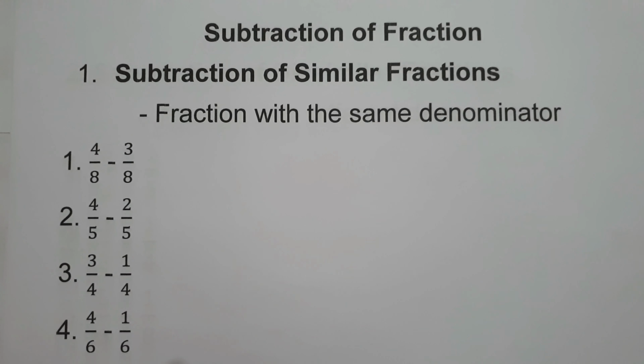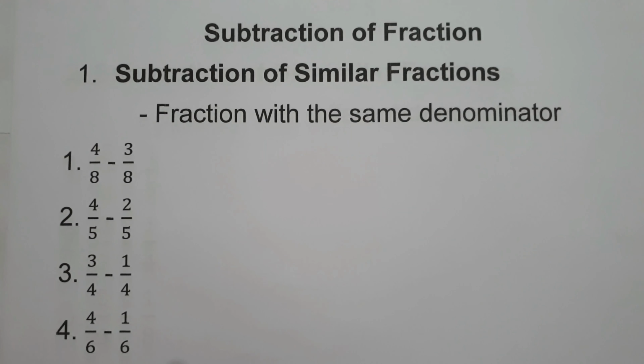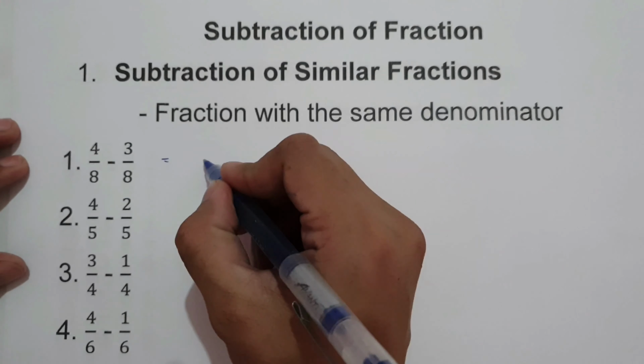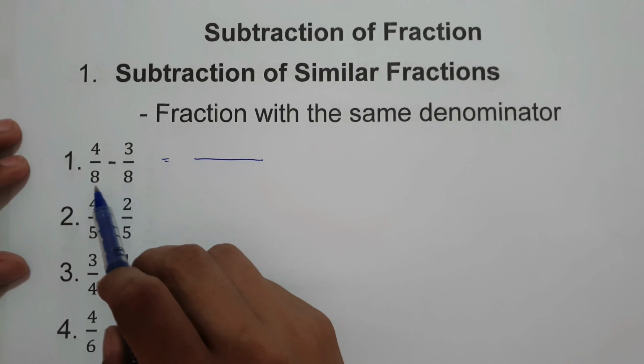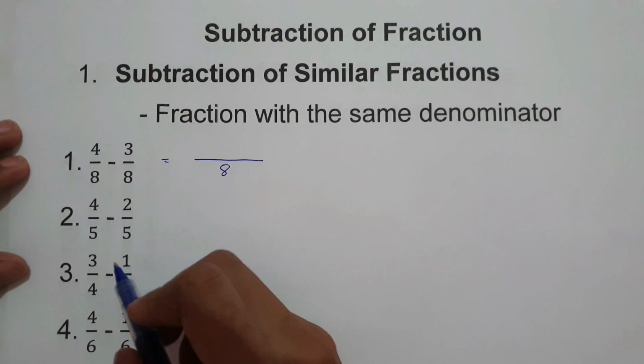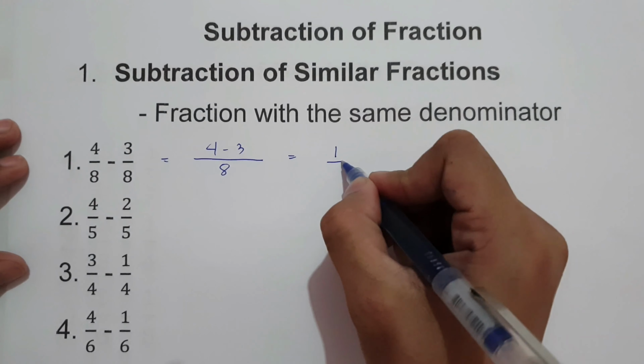Number 1, subtraction of similar fractions. When we say similar fractions, those are fractions with the same denominator. Just like in addition of fractions, if you are going to subtract fractions with the same denominator, you just simply copy the denominator and then add or subtract the numerator. For example, 4 over 8 minus 3 over 8. So the denominator is 8. And then 4 minus 3. So the answer is 1 over 8.